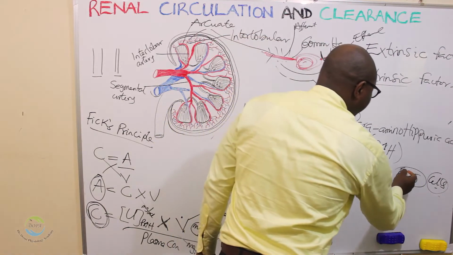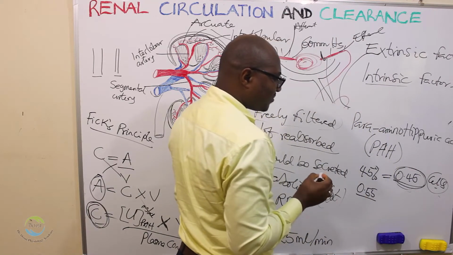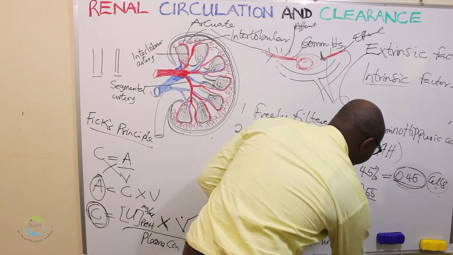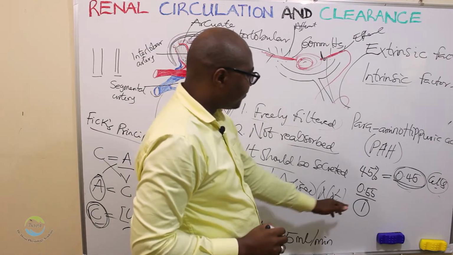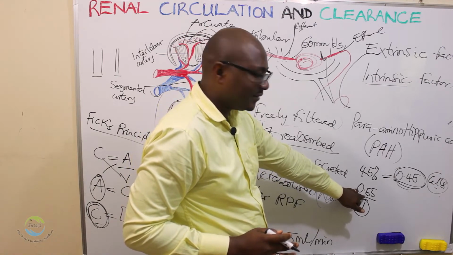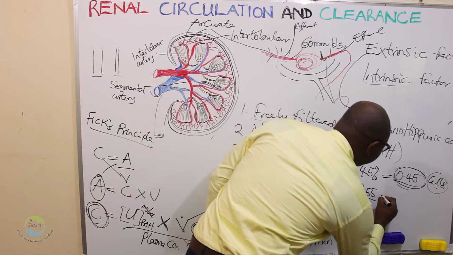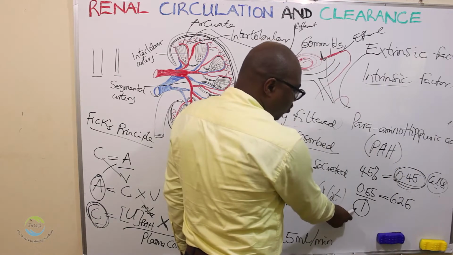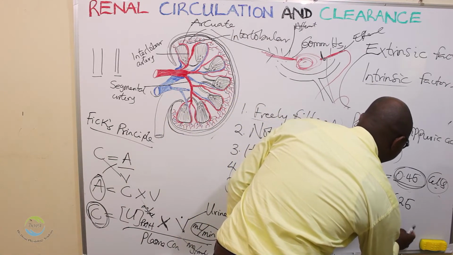So if this 0.55 is plasma, that means the whole blood is 1. Okay? Plasma is 0.55. Whole blood is 1. So what do we mean? We now said the plasma is 625. So if 0.55 is equal to 625, then 1, which stands for whole blood, will be equal to what? X. Okay?